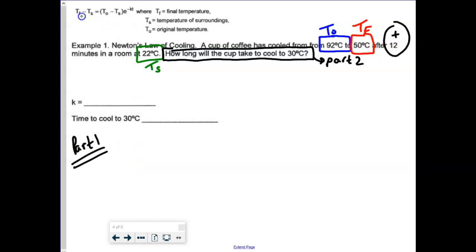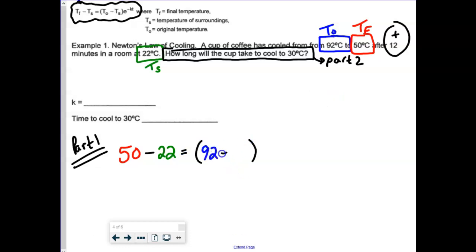All right, part one, we're going to use this equation and we're going to plug in everything we can figure out from the first part of the problem. So the final temperature, which was 50 degrees, for the first part of our coffee cup problem, 50 degrees, minus the temperature of your surroundings, which is 22, equals, and then a quantity, the initial temperature, which was 92, minus the temperature of your surroundings, which was 22.